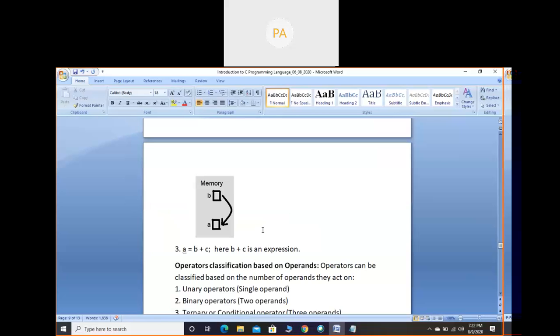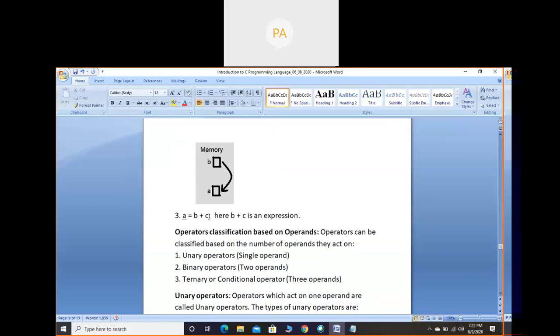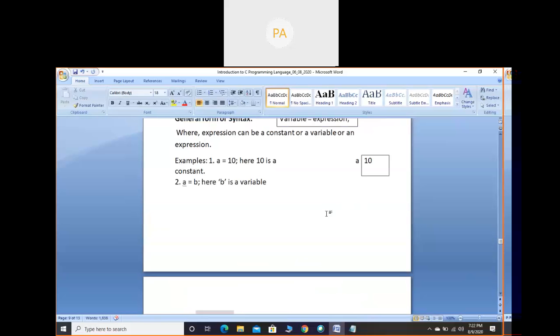Next, coming to a equals b plus c. Here on the RHS I used an equation because that is allowed. According to the definition, an expression can be a constant or a variable or an expression. An expression is nothing but an equation. So b plus c is allowed. First it will calculate the b plus c value, and that value is copied to a. So here b plus c is an expression. Got it, sir?